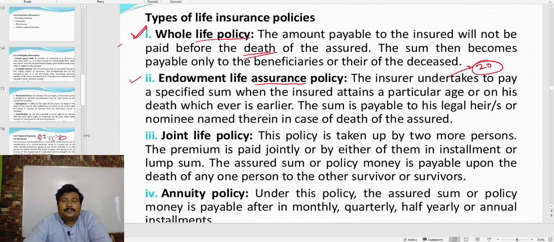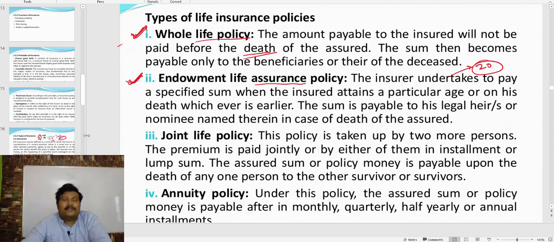This sum is payable at the time of death. The sum is payable to the legal nominee named therein in case of death of the assured. And this is a very famous policy. Generally in life insurance, many persons are taking the endowment life insurance policy, but nowadays term insurance is also very famous. So endowment life insurance policy कहती है भाई आपके पैसे डूबेंगे नहीं. If you are alive, then you will take it on maturity. अगर आप चले गए तो your nominee will take it.